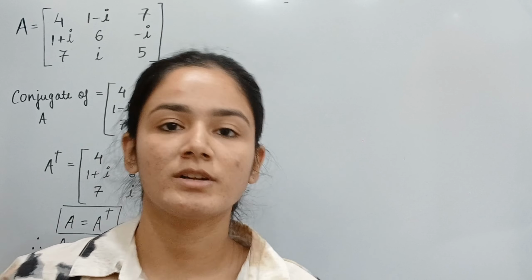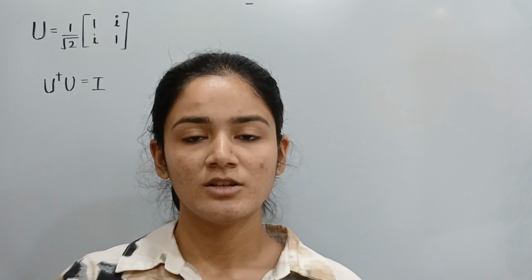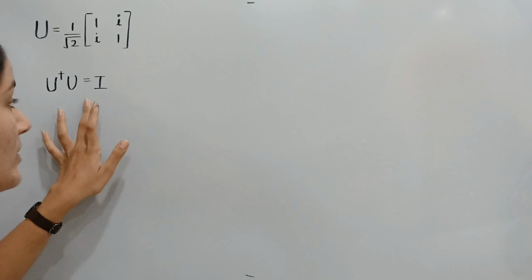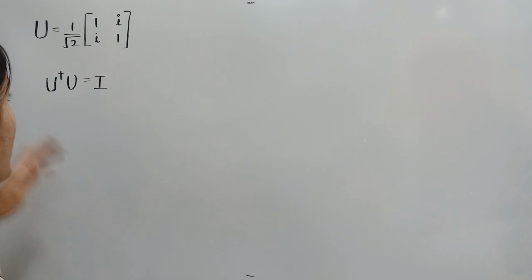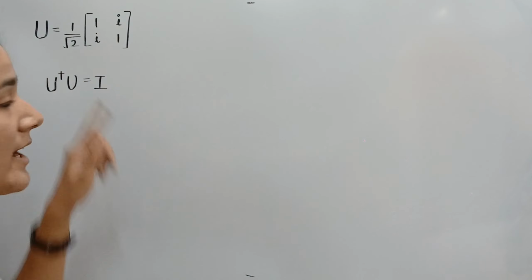Now we will see what is unitary matrix. So now let's understand what is unitary matrix. So unitary matrix is a square matrix whose conjugate transpose is equal to its inverse. So we have the relation U dagger U equal to I. So let's take an example of a matrix U, which is 1 by root 2, 1, I and 1.